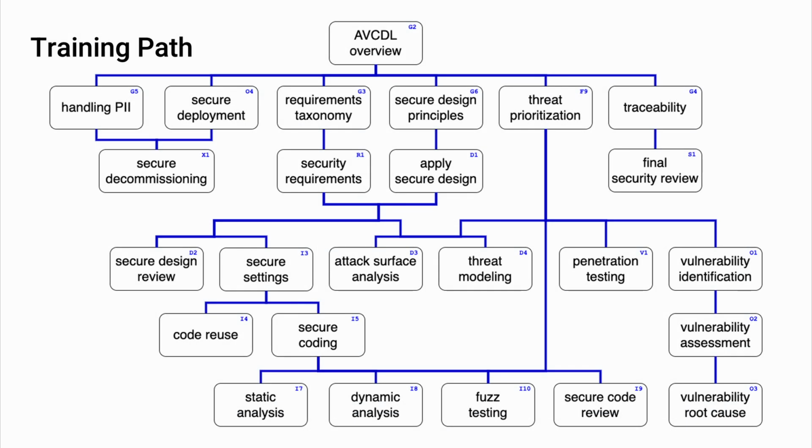This diagram shows the overall AVCDL training path. If you're taking this training, it's assumed that you've already completed the AVCDL overview training, and additionally, that you've completed the Requirements Taxonomy, Security Requirements, Secure Design Principles, Apply Secure Design, Secure Settings Overview, Secure Settings Identify Options, and Secure Settings Categorize Options trainings. This training will cover the Secure Settings Option Selection activity.